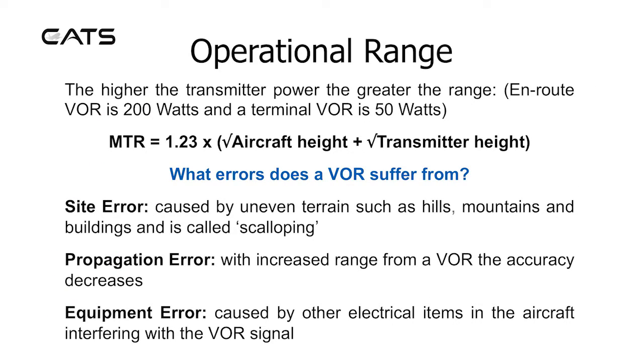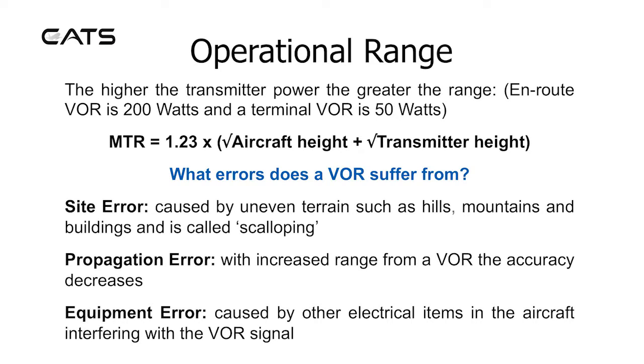Operational range. The higher the transmitter power, the greater the range. The en route VOR is 200 watts and a terminal VOR is 50 watts. Maximum theoretical range is equal to 1.23 multiplied by the square root of the aircraft height plus the square root of the transmitter height.